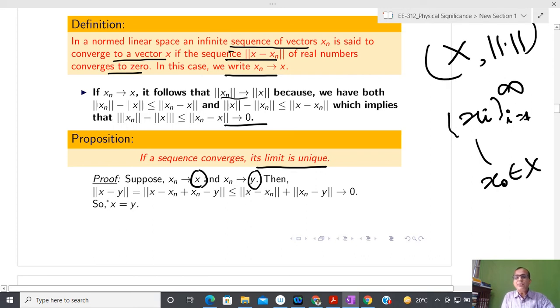Now we check the distance between x and y. Since x_n converges to x, the norm of x minus x_n tends to 0. Since x_n converges to y, the norm of y minus x_n also tends to 0. Due to that, the norm of x minus y tends towards 0, so x equals y. It means that the limit point, when a sequence converges in a normed linear space, is unique.